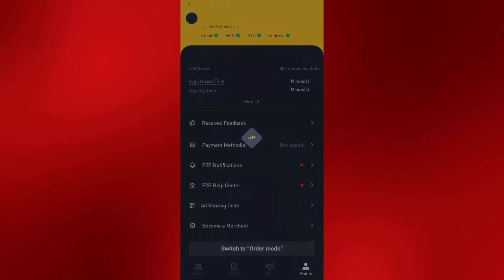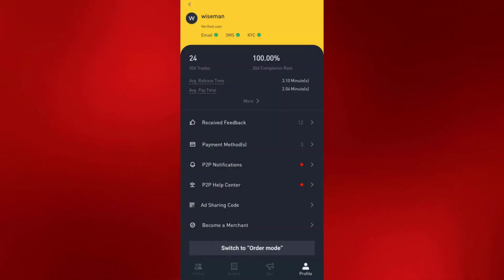And right next to that we have ads. Now when we come to ads, this is where we have the ads that you want to run. So if you're selling crypto or you're buying crypto, this is where your currently active ads are going to show up, and I'll be showing you guys how to go about that. And right next to that we have our profile. So this is where you can come to look at your feedbacks, to look at your score, to look at anything that has to do with your profile.